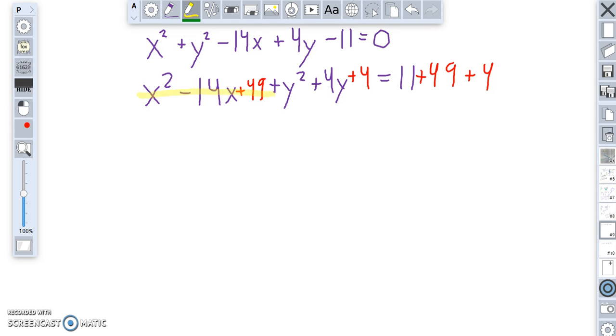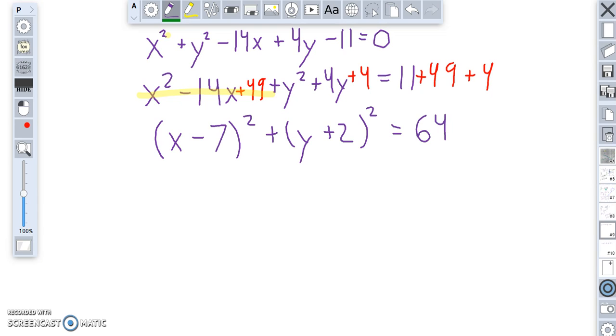This bit I can write as x something squared. The thing that goes here is going to be whatever I squared to get 49. I squared negative 7 in this case. I squared 2. 11 plus 49 is 60, plus 4 is 64. And that's it. I completed the square.